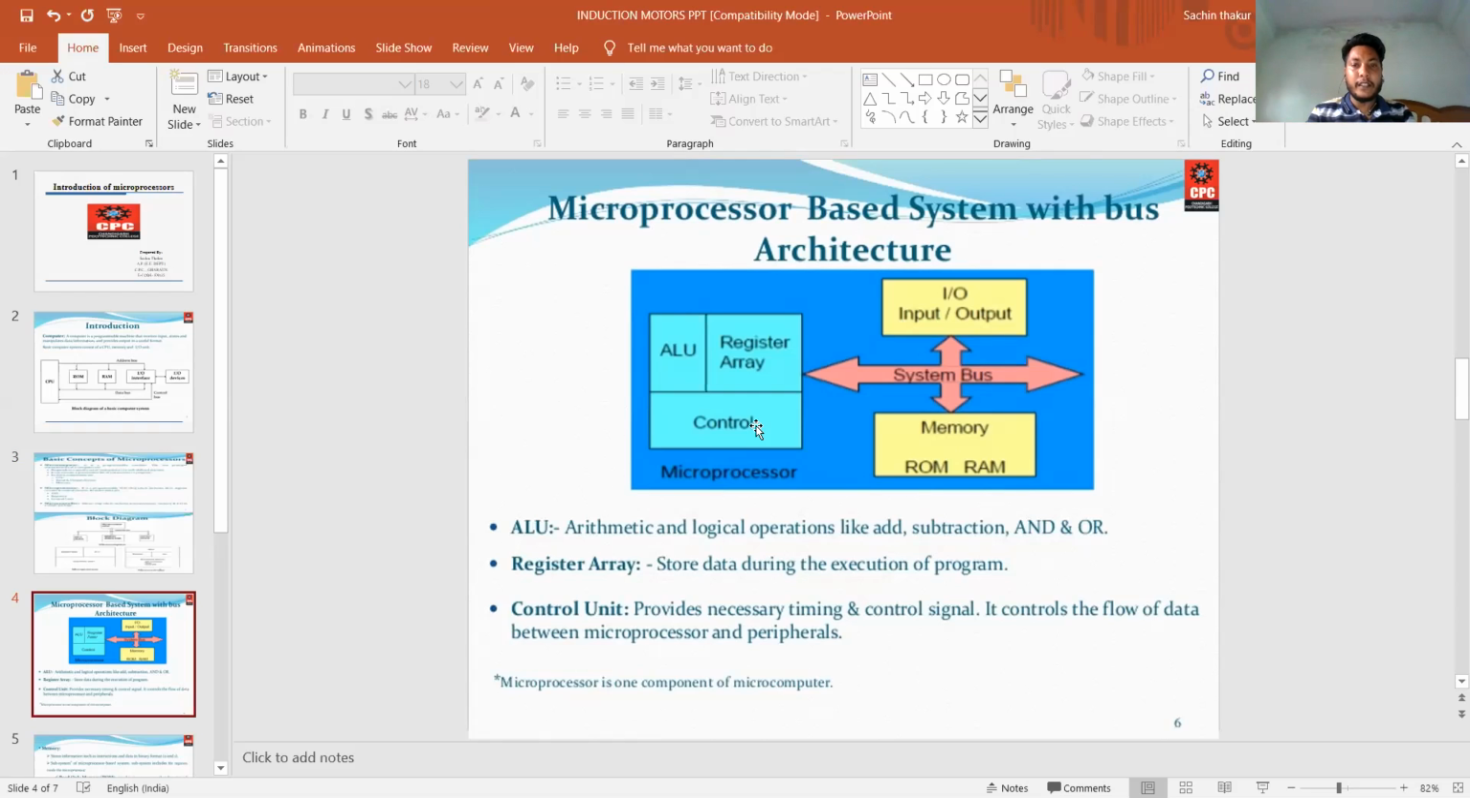For example, if I run a program and it executes after 5 seconds, then I will enter the program with timing of 5 seconds, or 5 to 10 seconds. Therefore, the main function of the control unit is to provide timing and control signals. It controls the flow of data between a microprocessor and a peripheral. Microprocessor and peripheral means the output, where the output is going. The microprocessor is one component of the microcomputer.